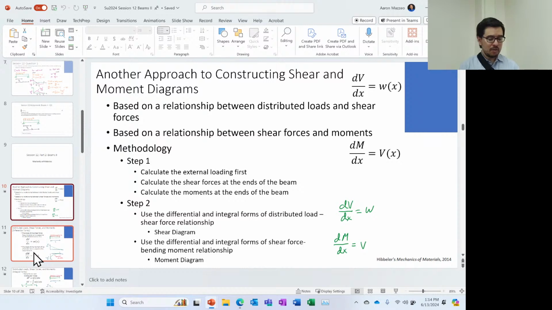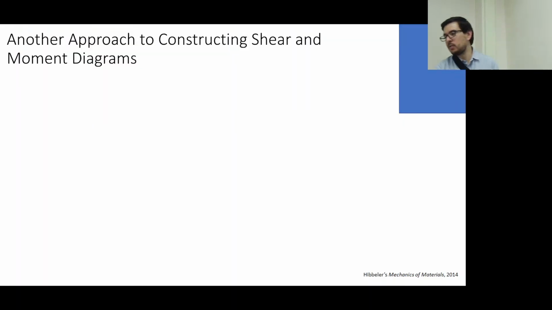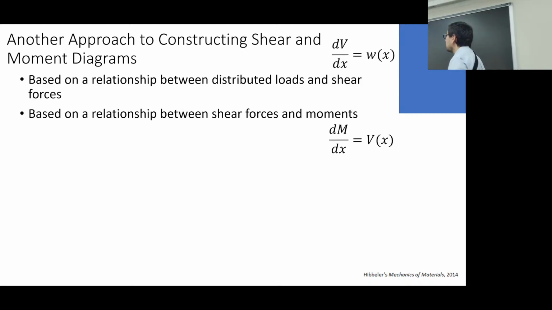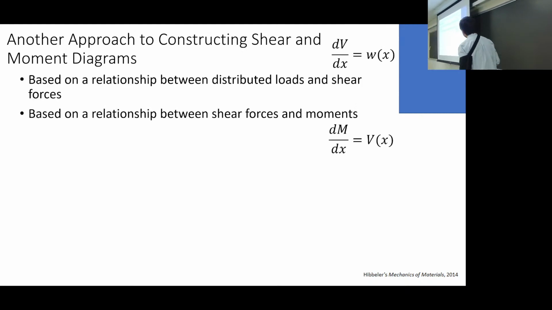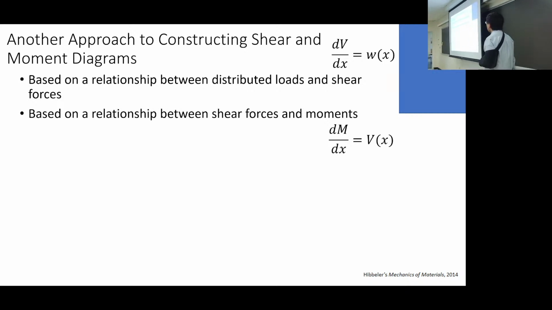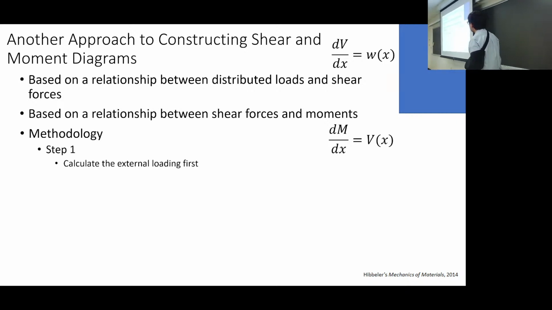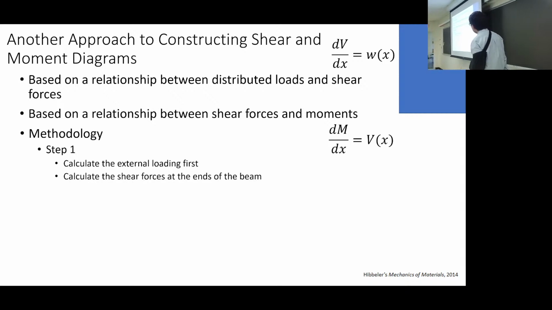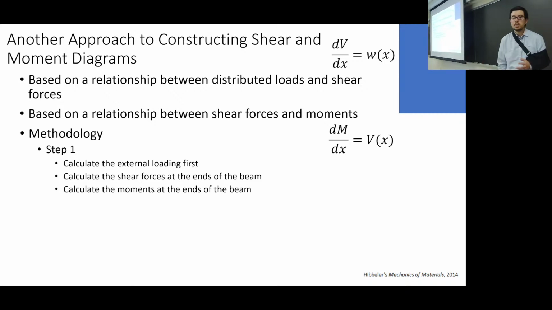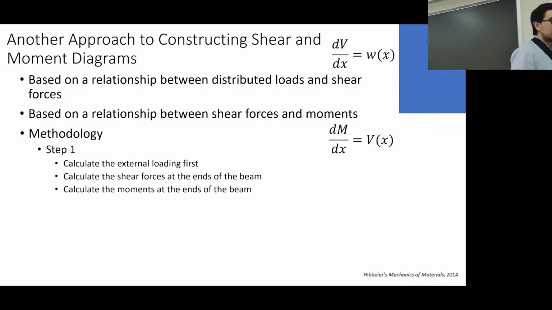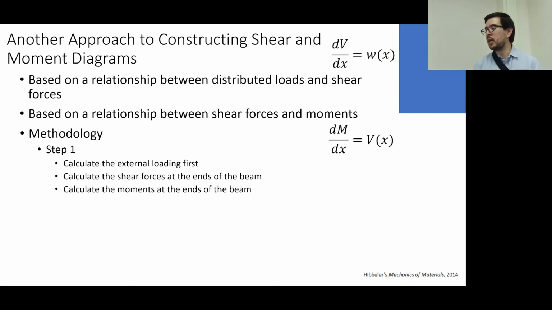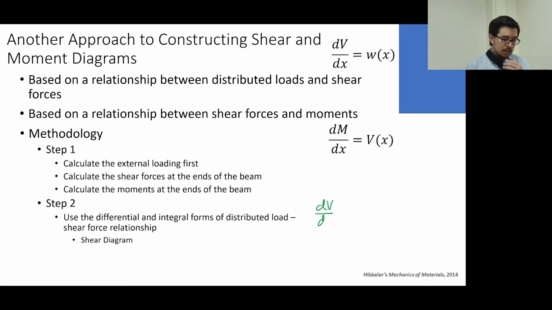Yesterday we talked about how we go forward using dV/dx equals w and dM/dx is equal to V. So these are the two equations. And we are going to first still calculate the external load, and then we are going to look at the ends of the beams. So looking at the boundary conditions and how they relate to the internal shear force and the internal bending moment at the ends.